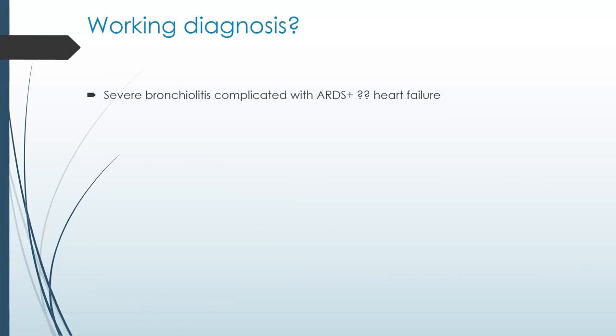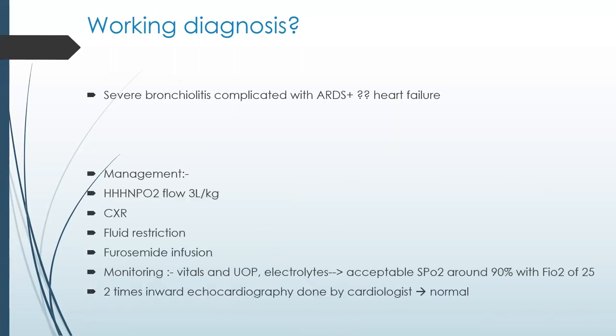Severe bronchiolitis complicated with ARDS plus or minus heart failure. So management: put into heated humidified high flow nasal prong oxygen at 3 liters per kg with minimal FiO2, but with saturation maintained around 90. The white out lung is compatible with ARDS. The management was continued with fluid restriction and furosemide infusion and monitoring with the vitals.